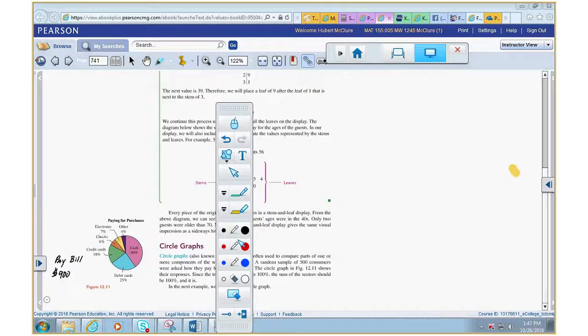So for the test question, you need to be able to, make sure you can tell the difference between a bar chart and a histogram. In the histogram, the bars touch. In a bar chart, they don't. Make sure you know what a line chart looks like. And make sure you know how to read a pie graph, because all 4 of those are standardized test questions.